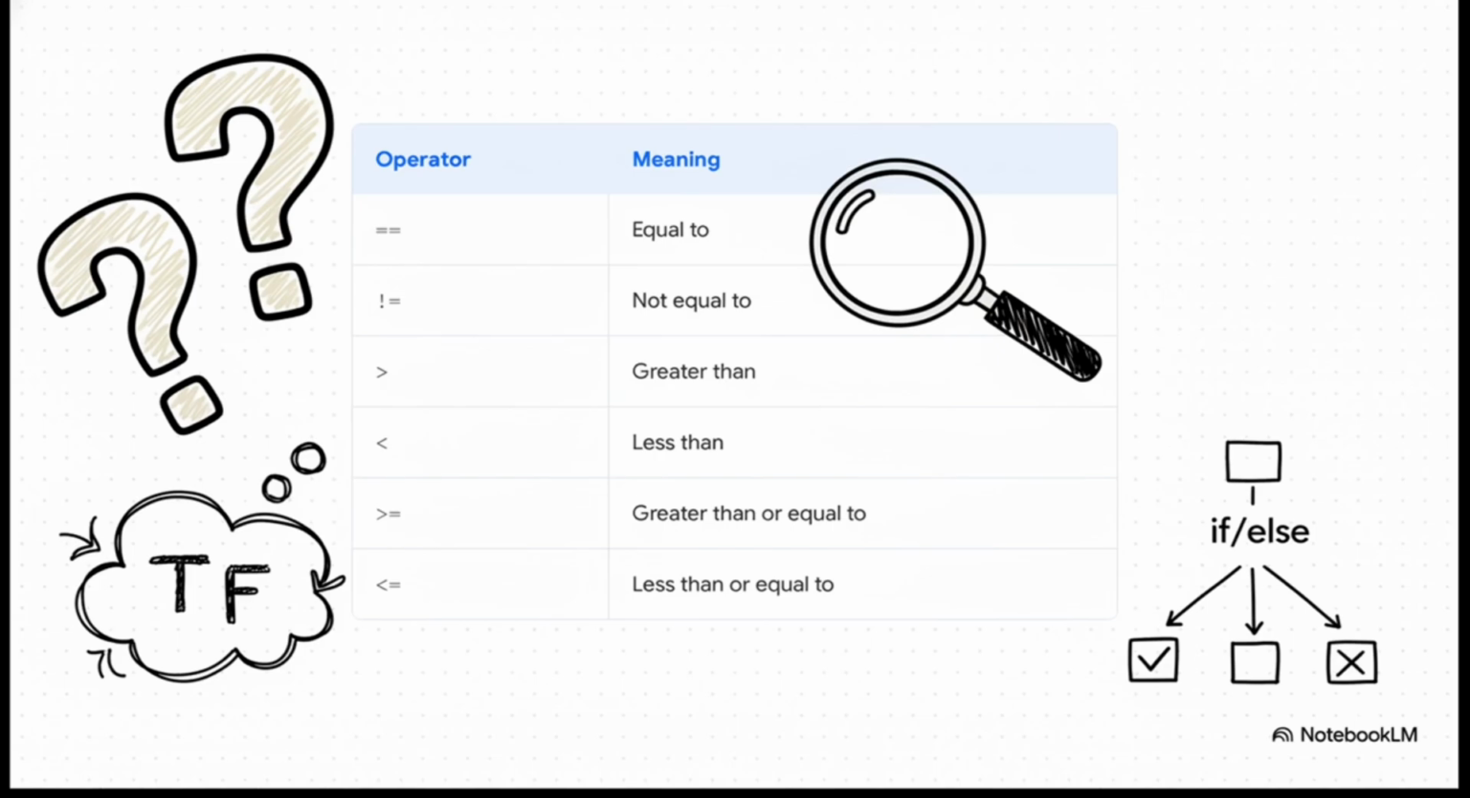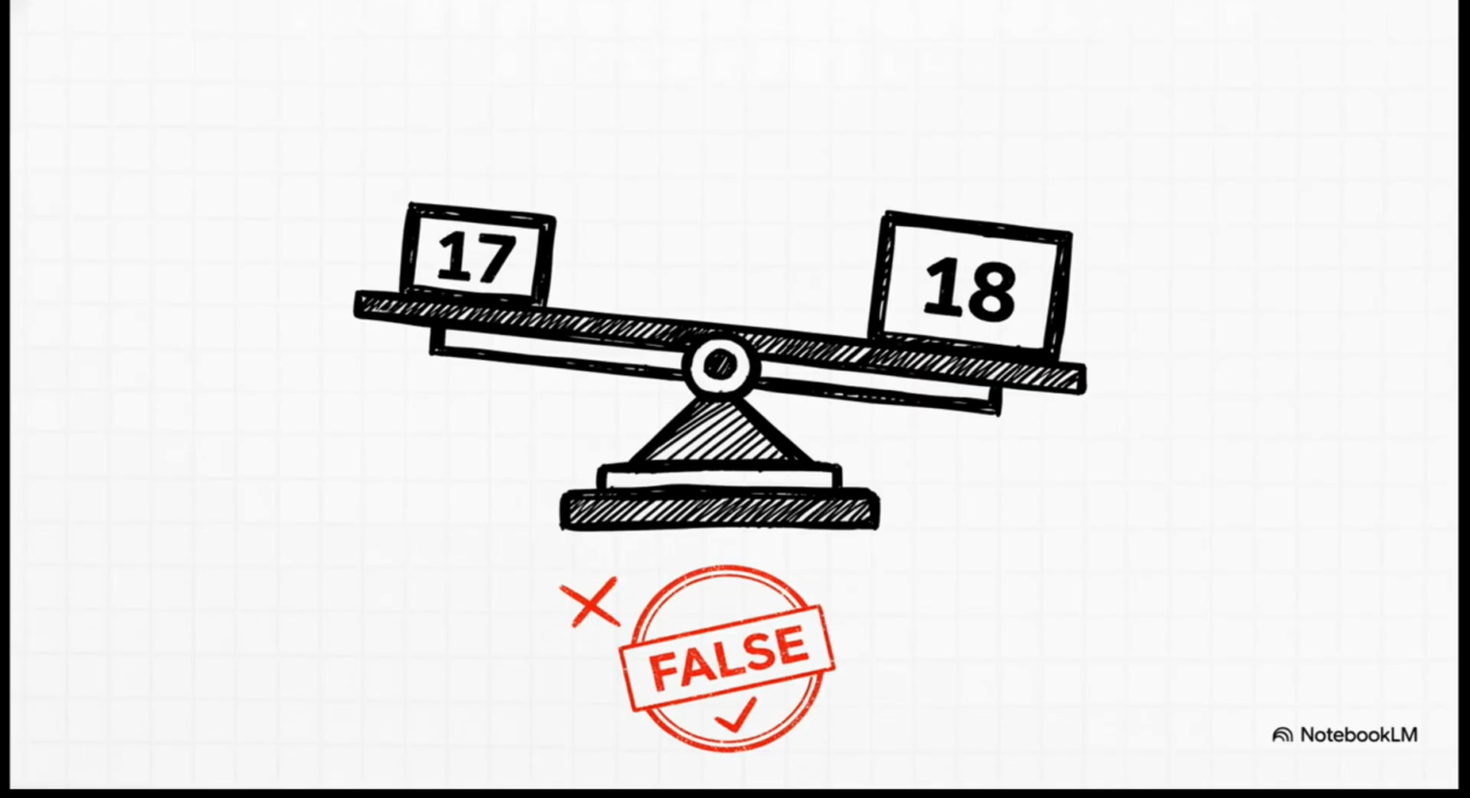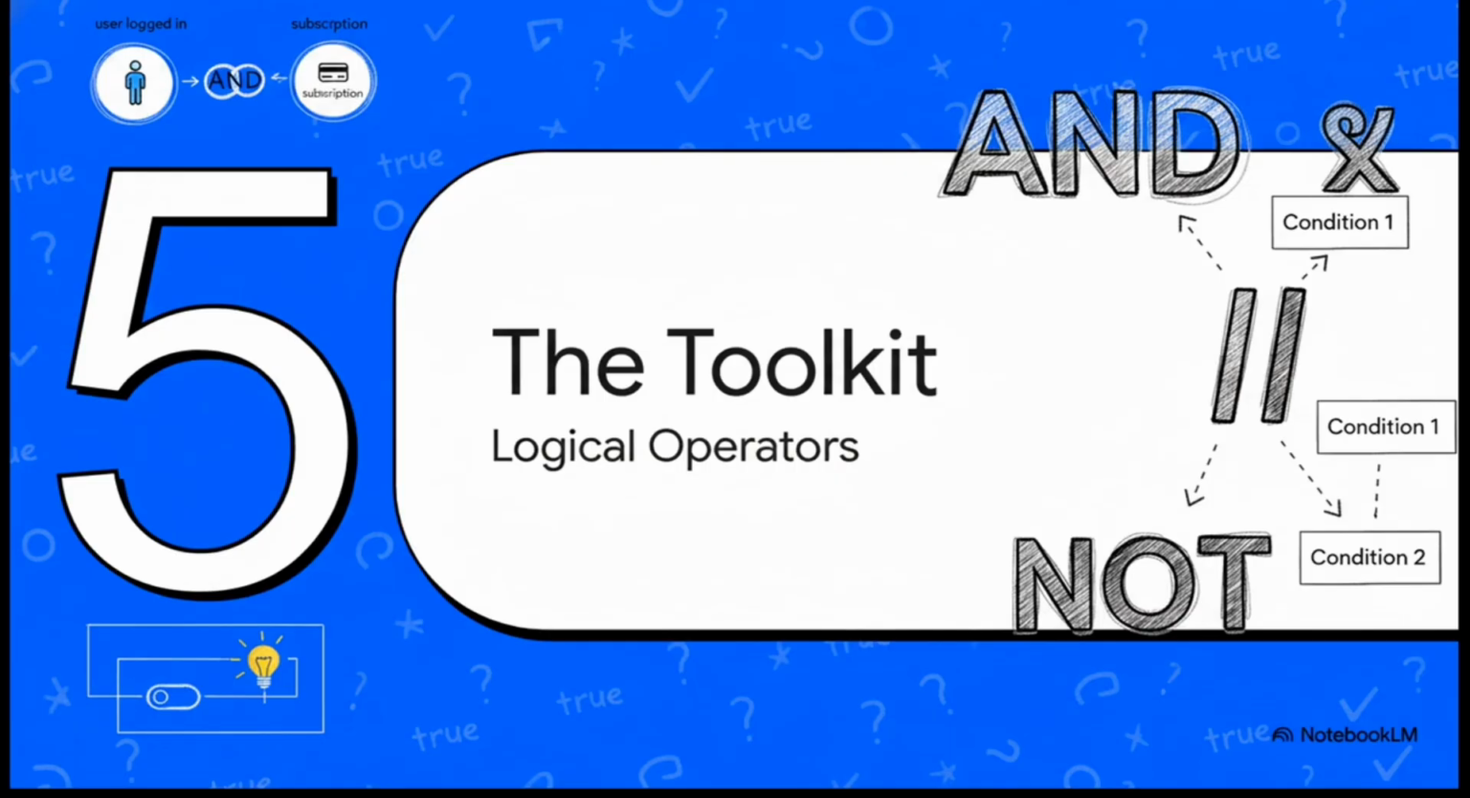That true or false result is literally how programs decide what to do next. For instance, a program could check if someone is old enough to vote. It would ask, is the value stored in age, which is 17, greater than or equal to 18? And the answer is nope. The computer just sees that whole question and boils it down to one word. False.